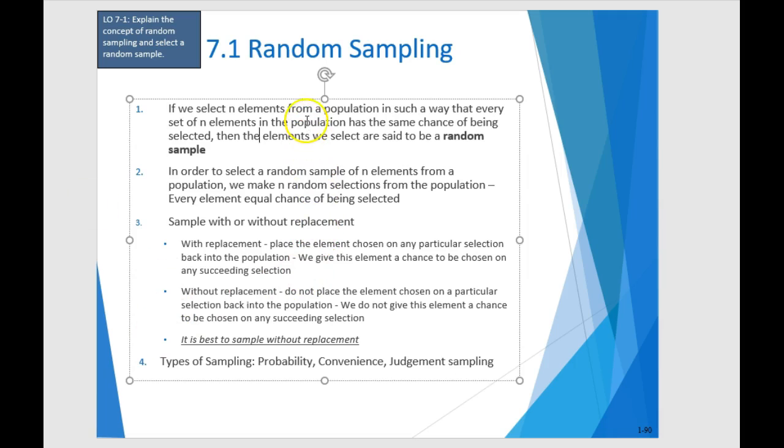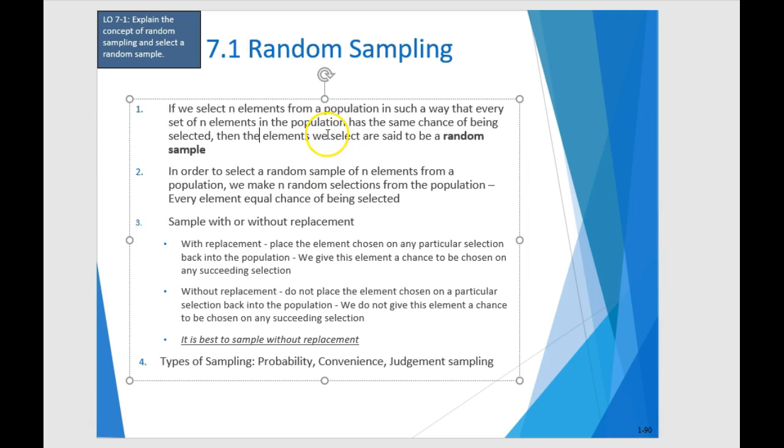Sample with or without replacement. With replacement, place the element chosen on any particular selection back into the population. We give this element a chance to be chosen on any succeeding selection. Okay, so that is as it sounds. With replacement, you choose it, you put it back in the population, there's a chance that it gets chosen again. Without replacement, the exact opposite. So once it's chosen, it can no longer be chosen again. The best way to do this is to sample without replacement, because then we don't have any overlapping.